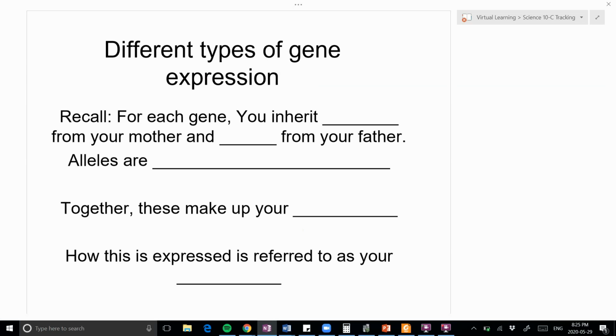So for every single gene, you inherit one allele from your mother, and you inherit one allele from your father. Now remember that when we're talking about alleles, we're talking about variations of a gene. So for example, if the gene that we were talking about codes for eye color, the alleles would be like blue, green, brown. If hair color, let's say brown, blonde, red, those would be our alleles. If we were talking about height as the trait, the alleles would be short or tall, right?